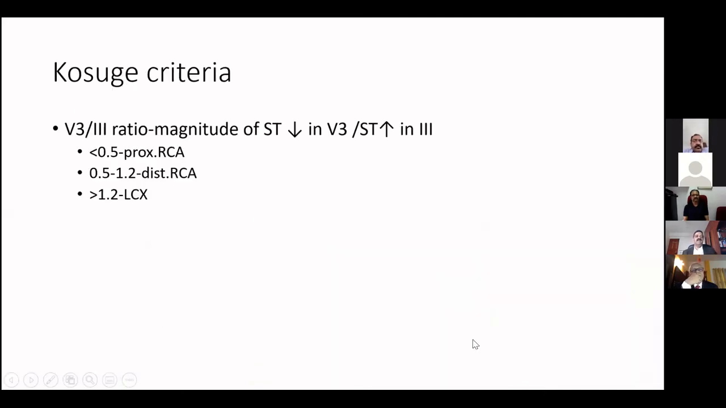There are multiple criteria like the Kosuga criteria. You can look at it if you are interested, which is more or less a different combination of what we spoke about. That is the ratio of ST depression in V3 to ST elevation in lead 3. If the ratio is less than 0.5, we are talking about the proximal RCA. 0.5 to 1.2, we are looking at the distal RCA, and more than 1.2, we are looking at the circumflex infarcts.